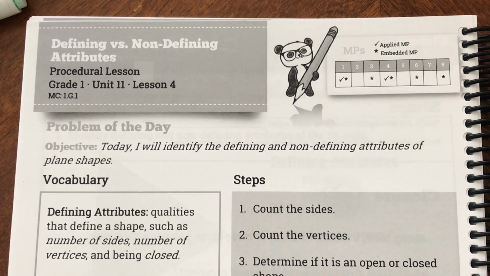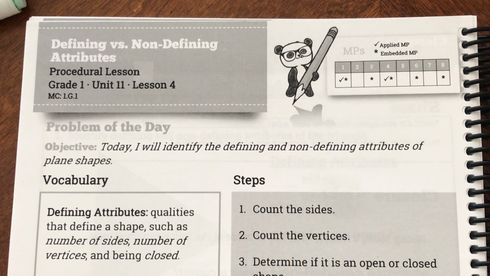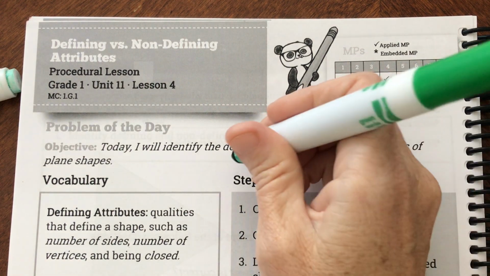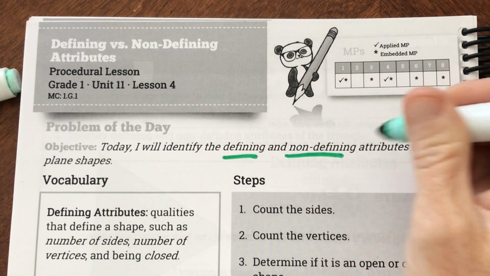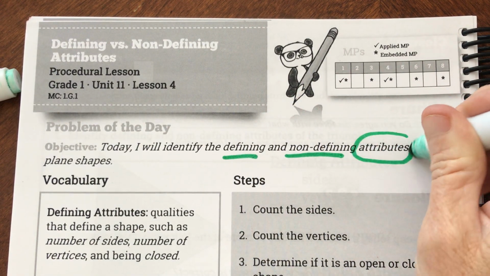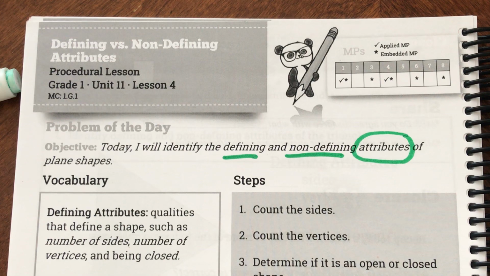Good morning, first graders. Today we are on page 223 of your student journal and we are on lesson 4. We are going to be just continuing with what we did yesterday. So our goal today says, today I will identify the defining and non-defining attributes of plane shapes.